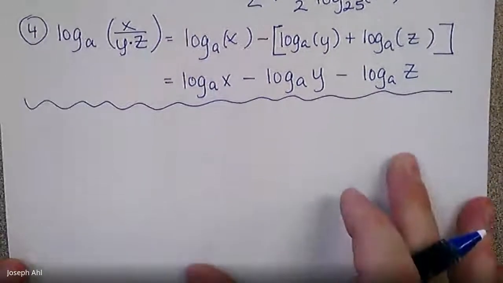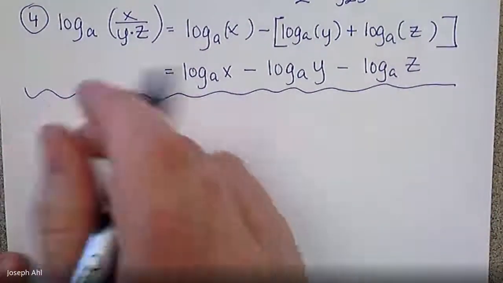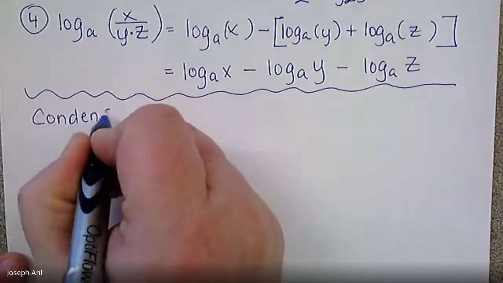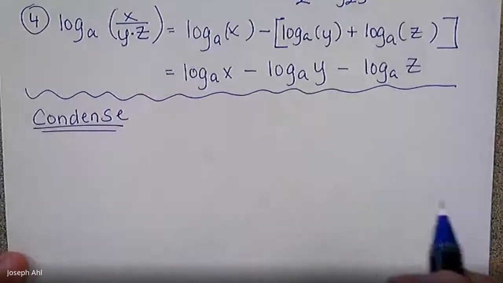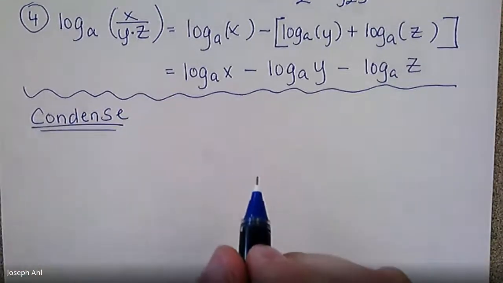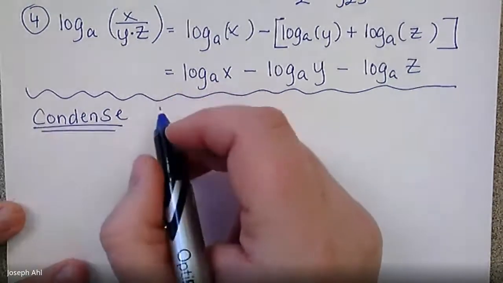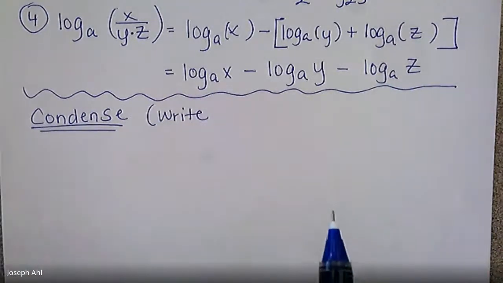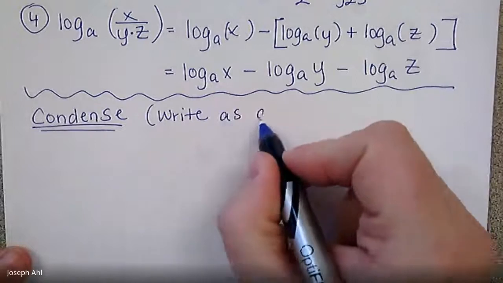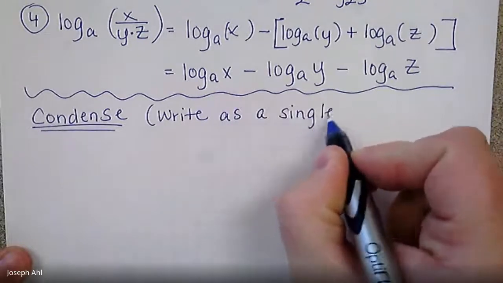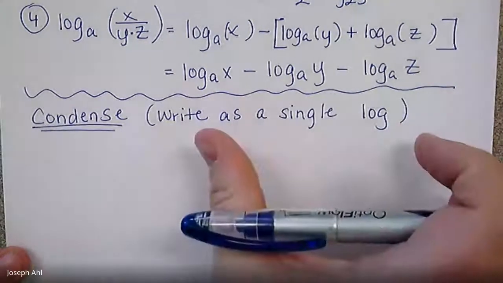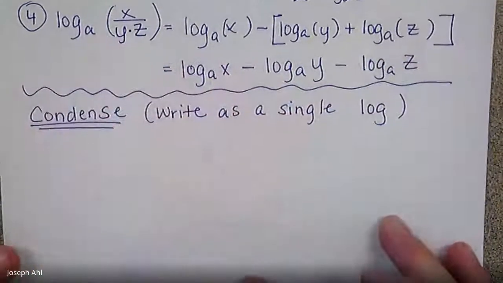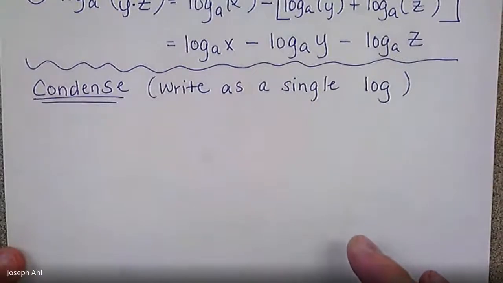All right, let's go in the other direction. So what is the other direction called? If we expand when we work this way, we're going to now work backwards, and we are going to condense some logs. And the directions might also say write as a single log. So if the directions ever say write as a single log, it means there must be multiple logs that you want to condense so that the word log is only written once.